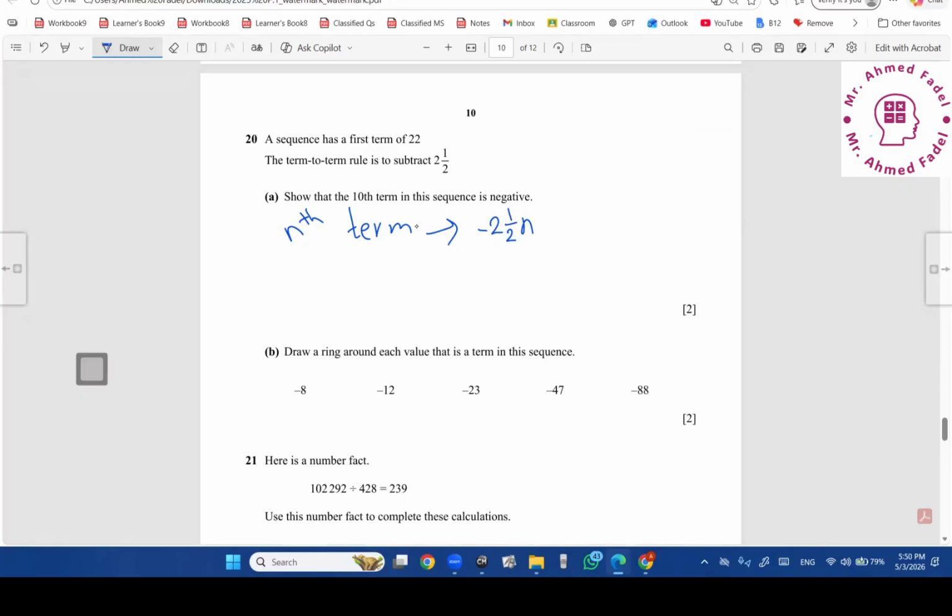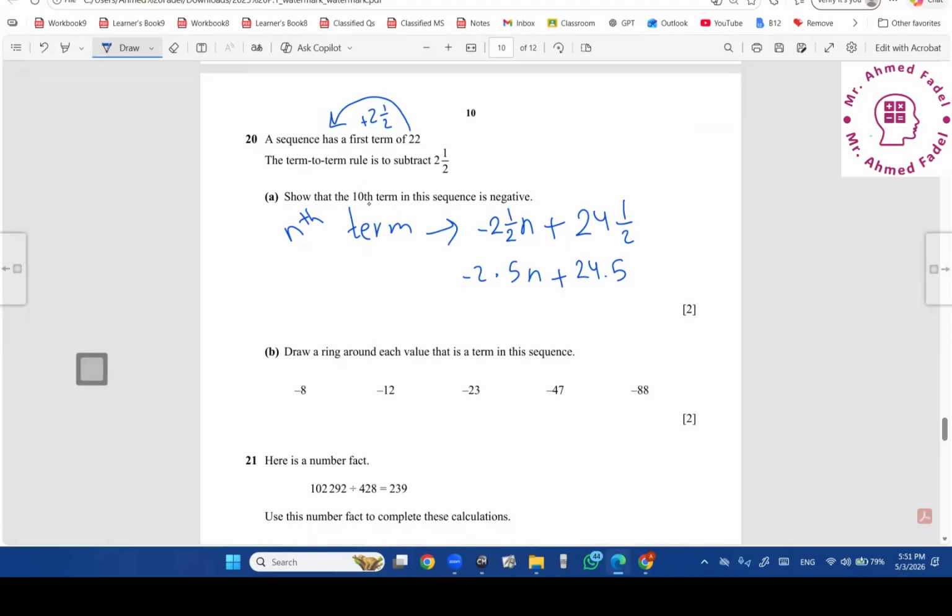Then plus term 0. What is term 0? The first term is 22. To go back to term 0, we're not going to subtract. We're going to add 2.5, which is going to lead to 24 and a half, right? This is the rule actually. You want to convert it into decimal, it's up to you. Totally up to you, and it would be actually more comfortable over here. But you must just find first the nth term. Finding the nth term is going to lead you to everything.